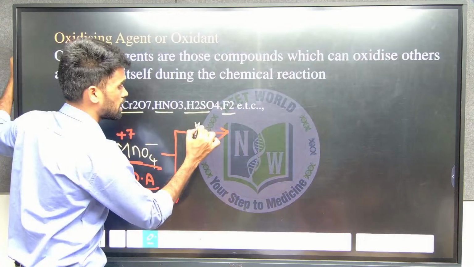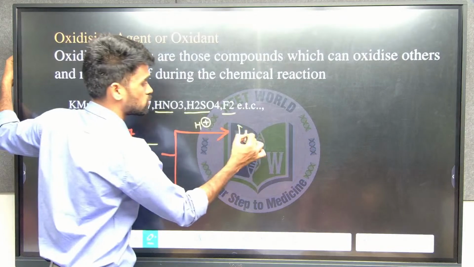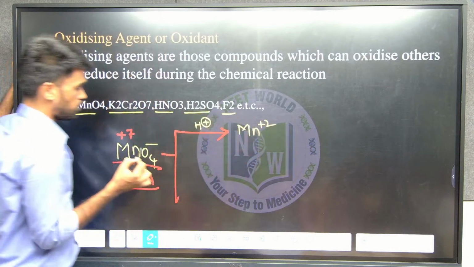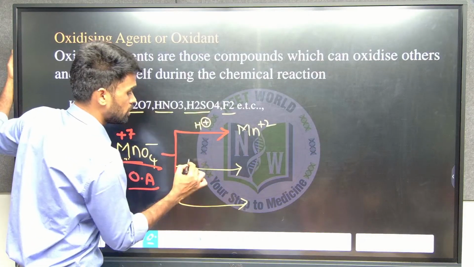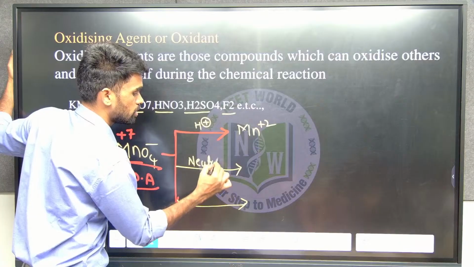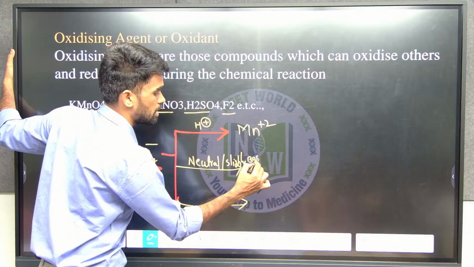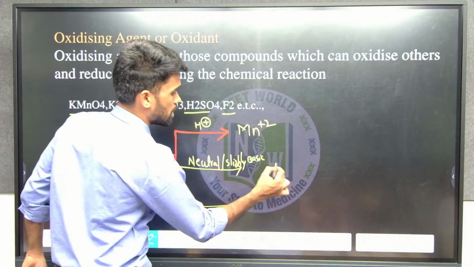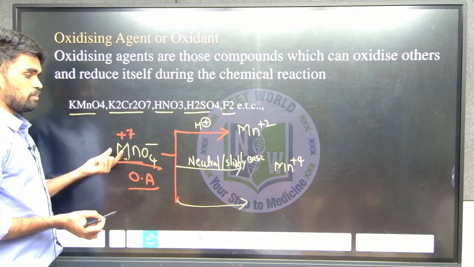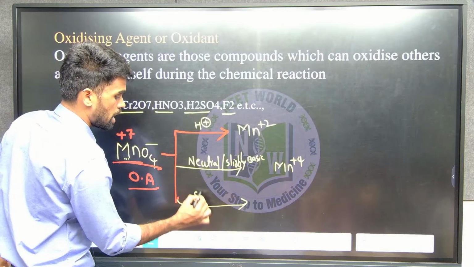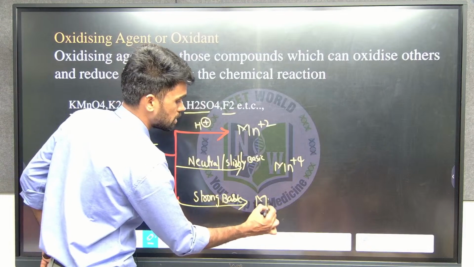If I do the chemical reaction in acidic medium, KMnO4 goes from +7 to +2. I can also perform the reaction in neutral medium sometimes, or slightly basic or alkaline medium. Here it will convert into Mn +4. And in strong alkaline or strong basic medium, Mn +7 converts to +6.